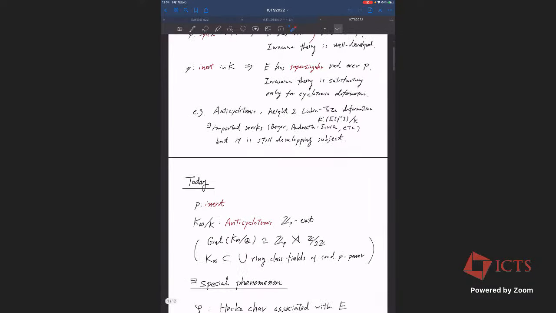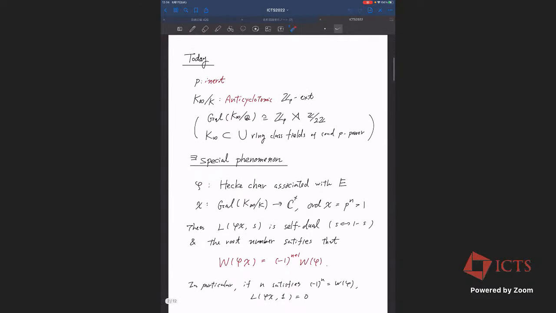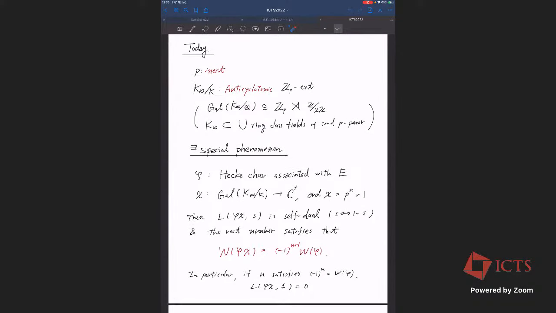Today I talk. My assumption is that p is inert, and K_infinity over K is the anticyclotomic Z_p-extension, which is the unique Z_p-extension of K which is Galois over Q, and whose Galois group is dihedral over Q. Another characterization is that K_infinity is the unique Z_p-extension living in the ring class field tower. And in this setting, there is a special phenomenon.